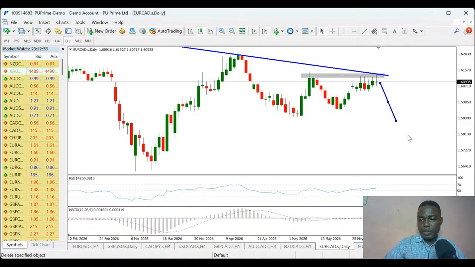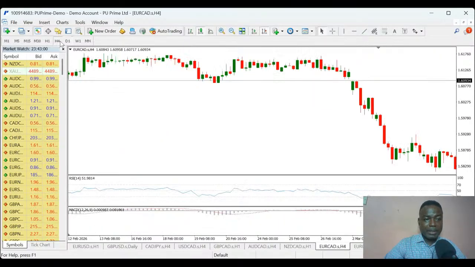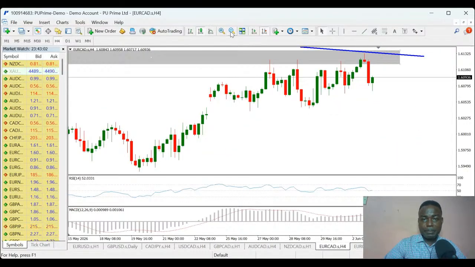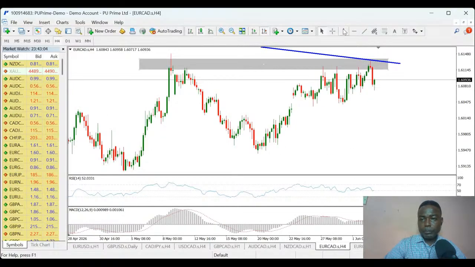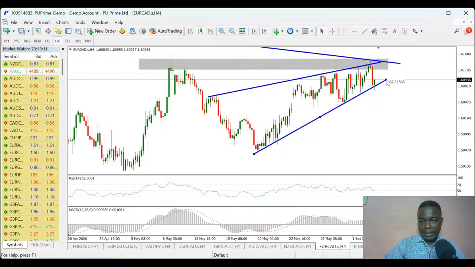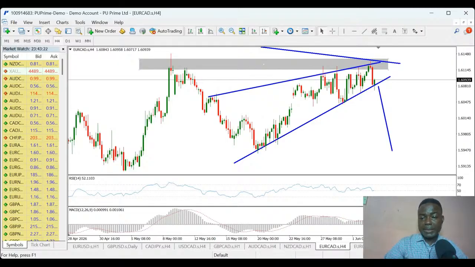All right, so let's go to a lower time frame. Let's start with the 4 hour time frame. On the 4 hour, I can see the clear formation of a rising wedge pattern. Currently, price is testing that trend line, and you can see it bounce to the upside. But if price breaks out below the lower trend line, we're going to see a massive movement downwards. RSI below 50, MACD below zero, and that will lead us to a bearish trade, a sell trade on the Euro CAD.